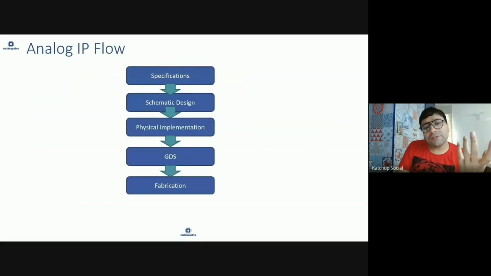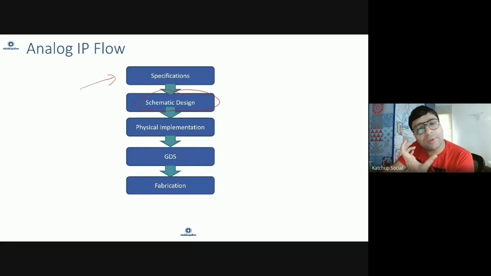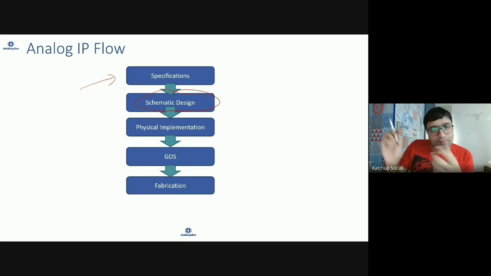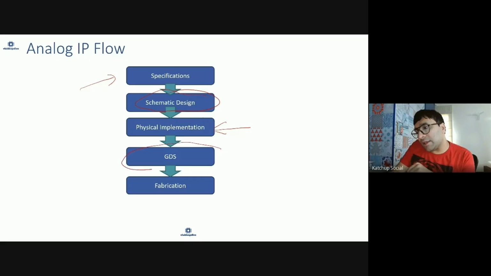How is the flow different for an analog device? So you start with specification, but rather than writing RTL, you will do something known as schematic design. There are multiple tools, like Caliber and schematic tools from Mentor, which is very popular. You do schematic design where you add your transistors, simulate the behavior, and then go into physical implementation and generate a GDS.